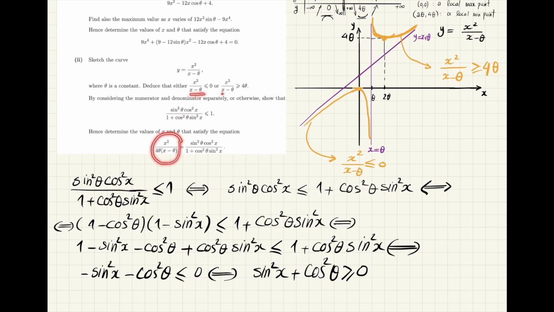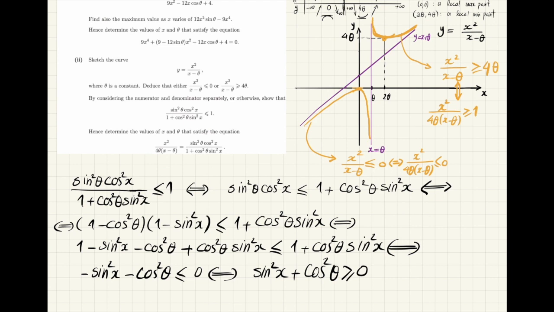But now look at this expression. This expression is comparable to this expression except for this extra factor of 4 theta in the denominator. But it's easy to produce this factor here in the denominator. So for example here, because theta is supposed to be a positive number, this is equivalent. If I divide both sides by 4 theta, it becomes x squared divided by 4 theta, x minus theta is less than or equal to 0. And here if I do the same thing, if I divide both sides by 4 theta, it becomes x squared divided by 4 theta, x minus theta is greater than or equal to 1.